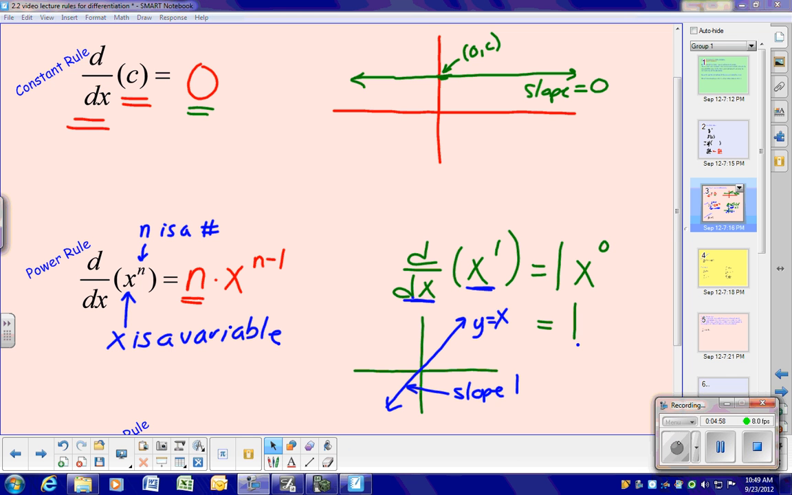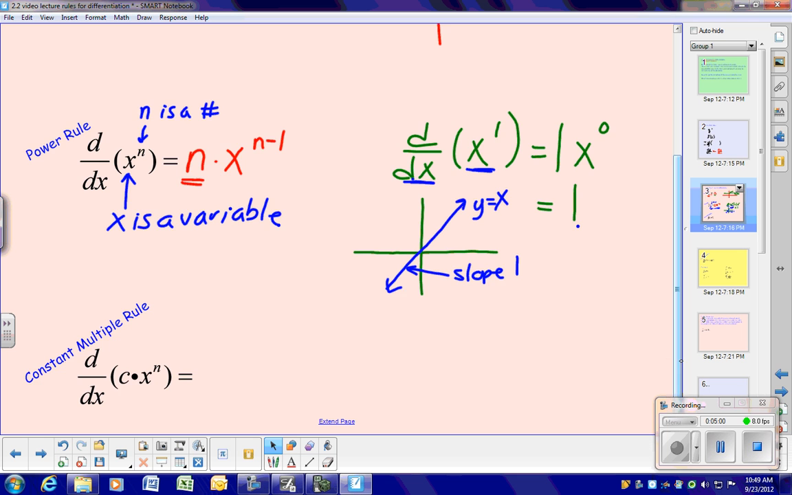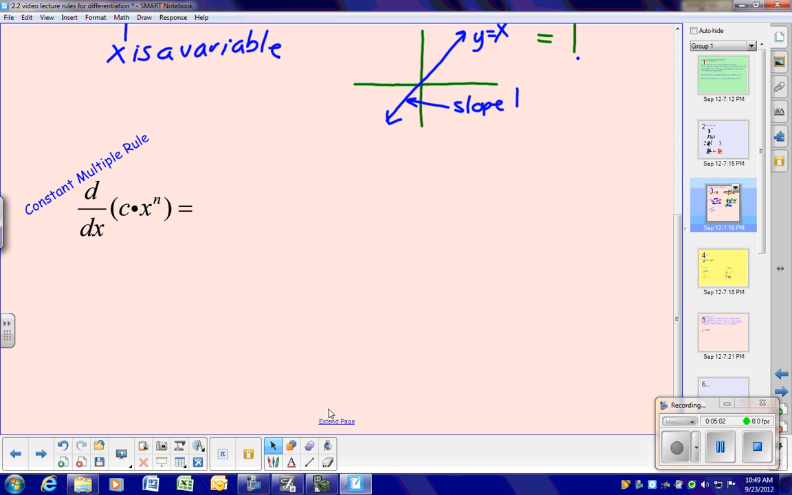All right, down here we have the constant multiple rule. I never really use this name, but what it's saying is that c is some number. That's the setup. So c is a number or a constant, and x to the n is like in the previous statement. x is a variable, n is a number. And so this constant is just going to ride along, okay?